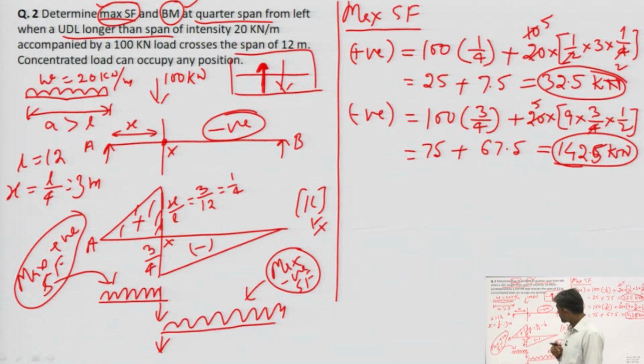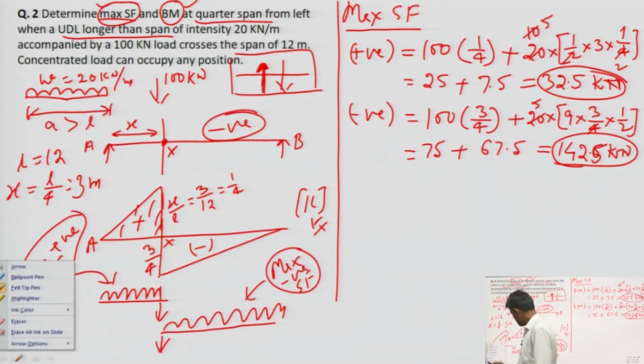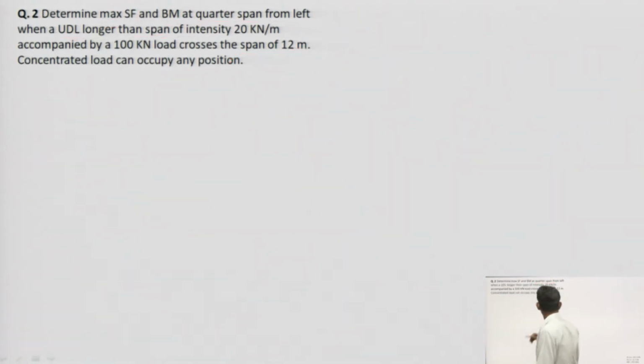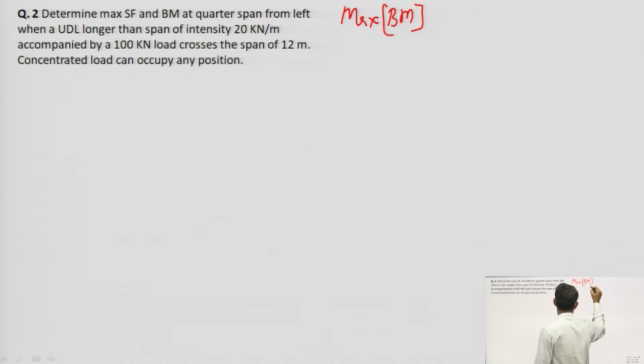Okay. The second part is to calculate the maximum bending moment. So, let me erase this. The next thing is to find the maximum bending moment at x equal to L by 4, which means 3 meter, at the same section.